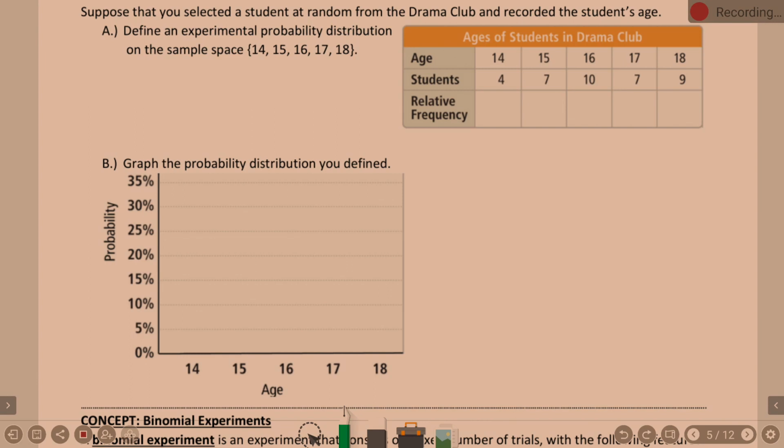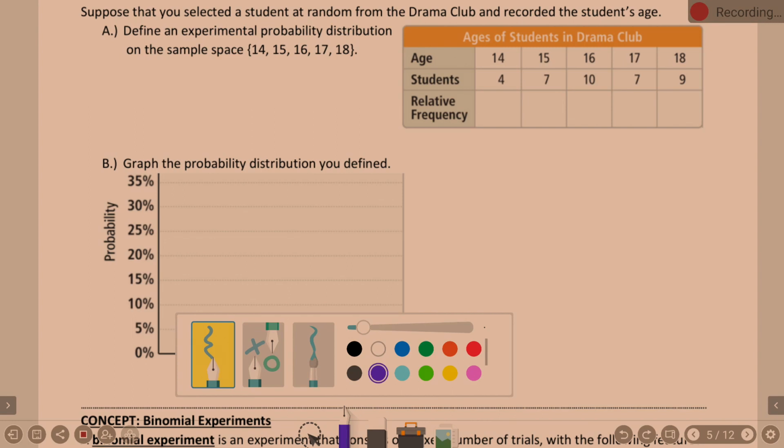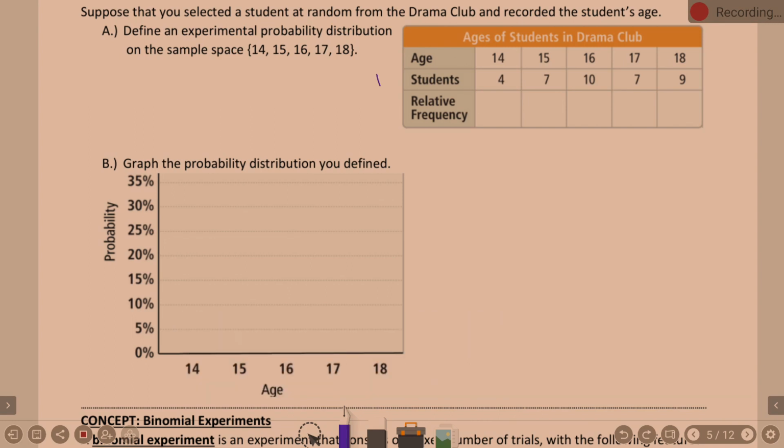There's 14 through 18, and then students. So last time this is what was labeled frequency. It just says students, but here is your frequency. In other words, how many students are that age? The 4, 7, 10, 7, and 9. Relative frequency is going through and figuring out what that is as a fraction that we can convert to a percent.